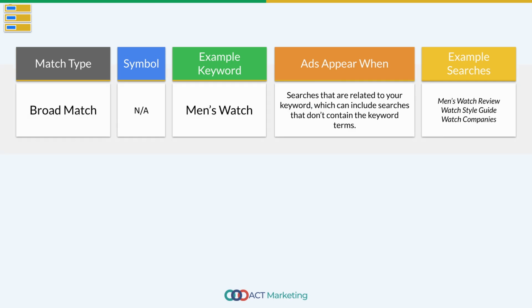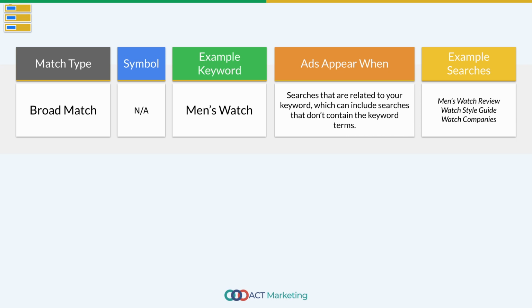So first we have broad match. Now, when you're typing this into the Google Ads interface, you don't have to do anything to the keyword. It just goes in broad match. And as you can see here with this example, if we were selling, let's say, men's watches, we could show up for stuff that's completely not related to someone who's trying to buy a watch, which is why broad match is so dangerous to use.